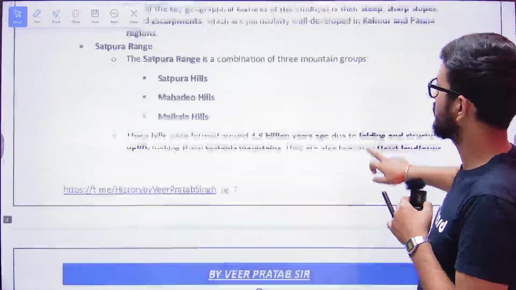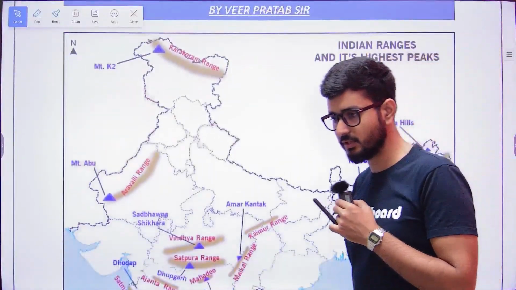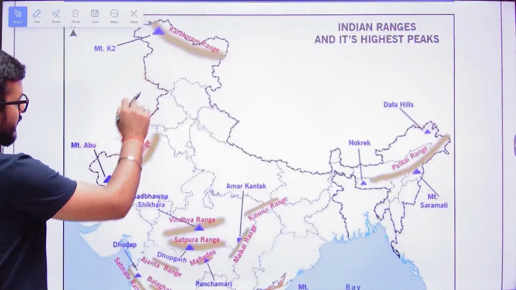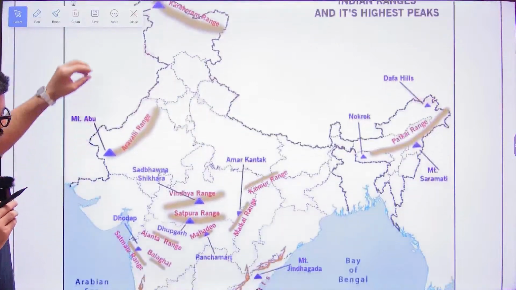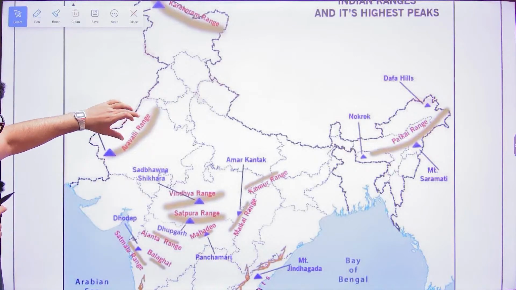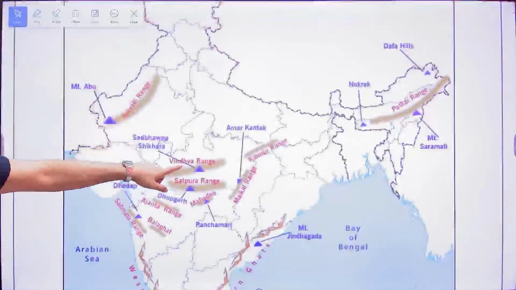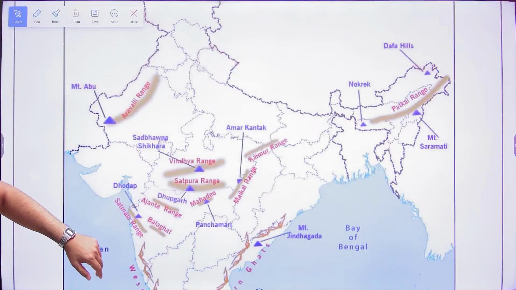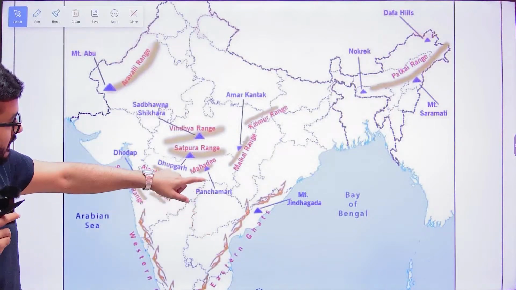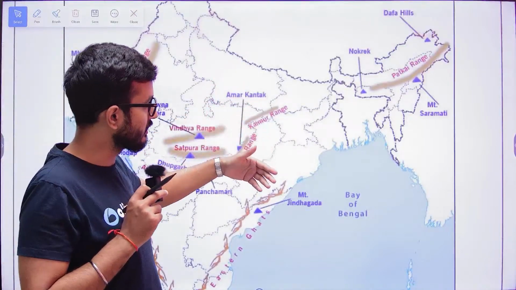Now the next portion: here you are going to find this image, my dear friends. In this image you are going to see various ranges, and on each of them certain peaks. For example, Aravali has Mount Abu plus Guru Shikhar. Karakoram has K2. Vindhyas has Sadbhavna Shikhara. Satpura has Dhupgarh. Satamana has Dodapat. Mahadev has Panchmarhi. Maikal has Amarkantak. From the Amarkantak ranges, the rivers Son and Narmada come.